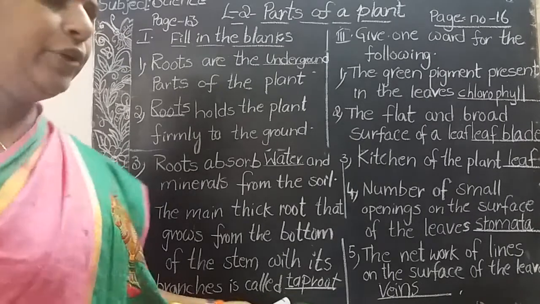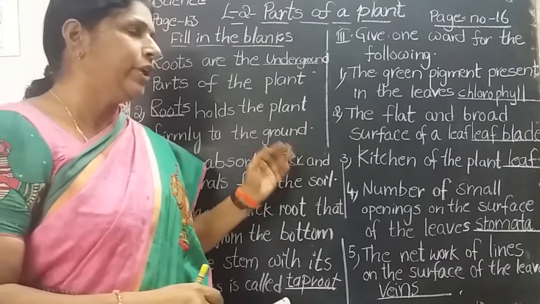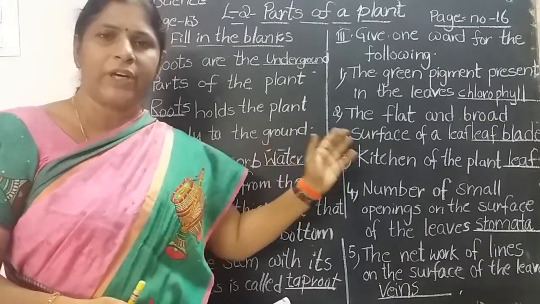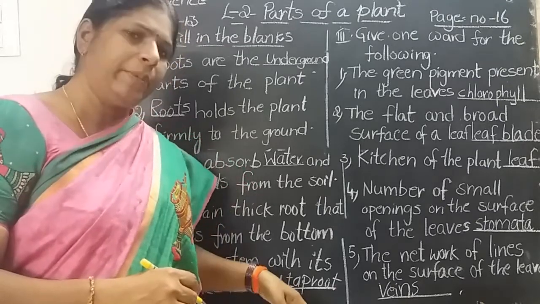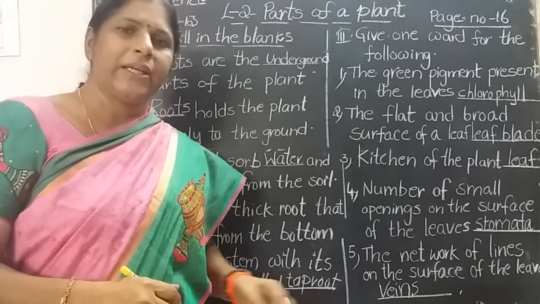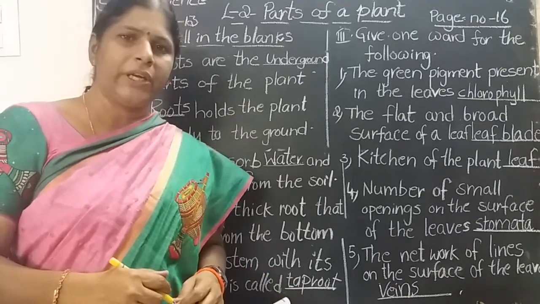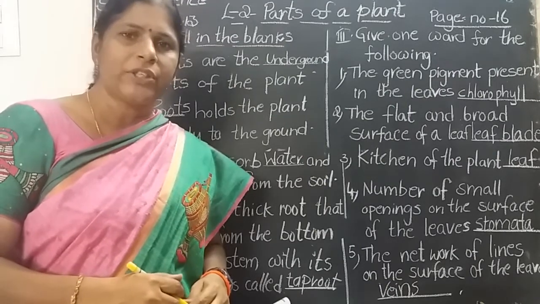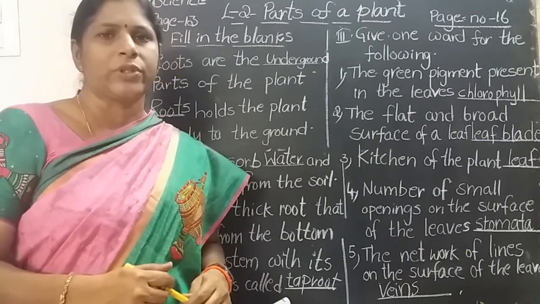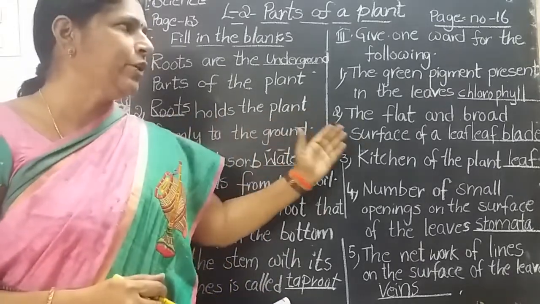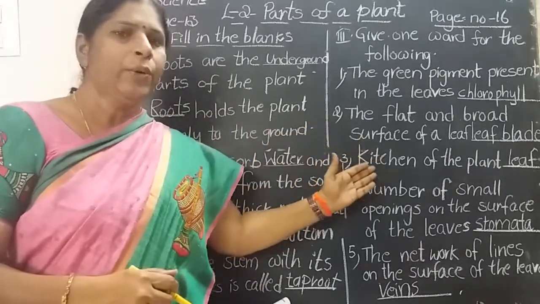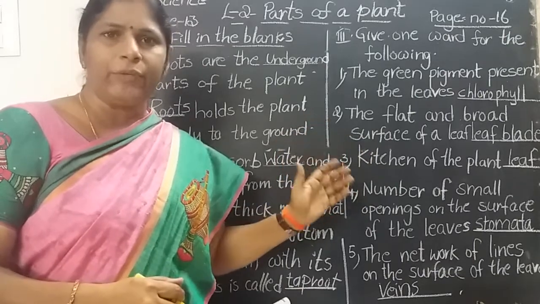Okay children, if you have a textbook, you have to read these blanks and one word answers today. This is homework for you. Tomorrow I will tell the remaining blanks. True or false is also there, and multiple choice questions. Tomorrow we will discuss those. Today you have to read, fill in the blanks and give one word answers for the following. You have to read and write one time.